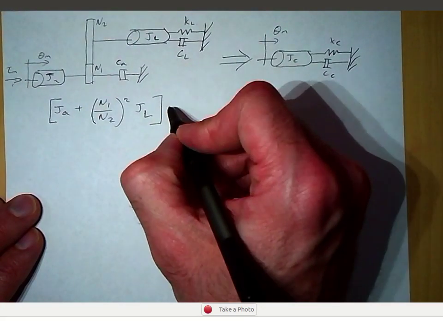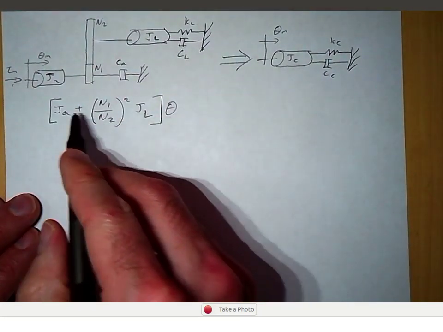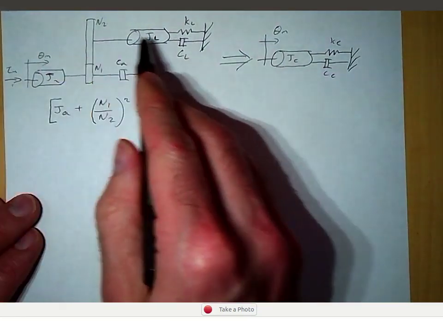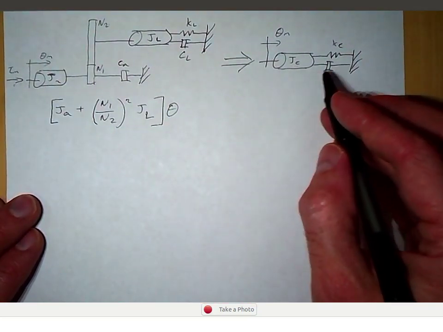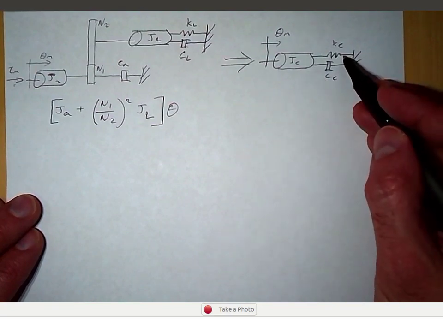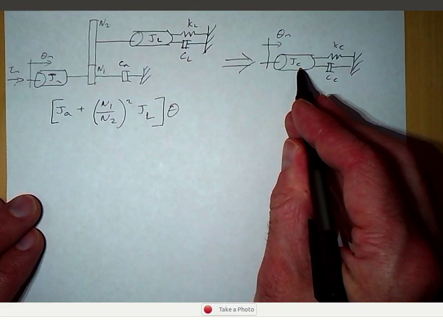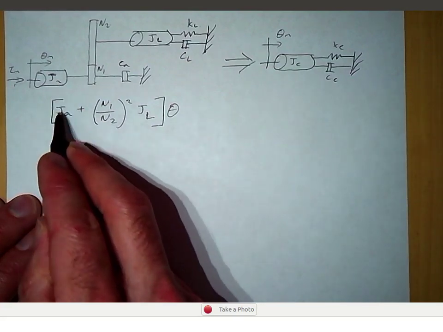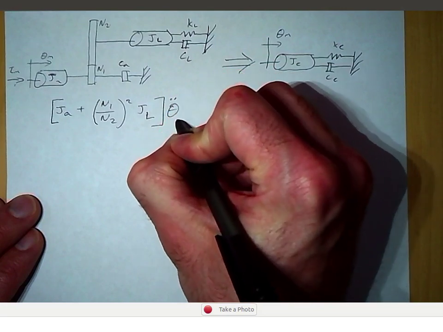What we're doing is finding the equivalent system that the motor sees. The motor could tell no difference between a system with a gear train and this system here where we just have one shaft and the equivalent impedances: equivalent moment of inertia, equivalent spring, equivalent damping. And our equivalent moment of inertia is JA plus the reflected JL, times theta M double dot.